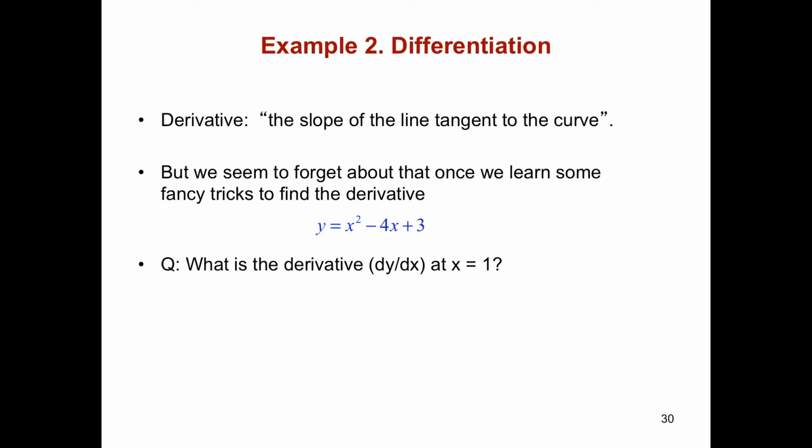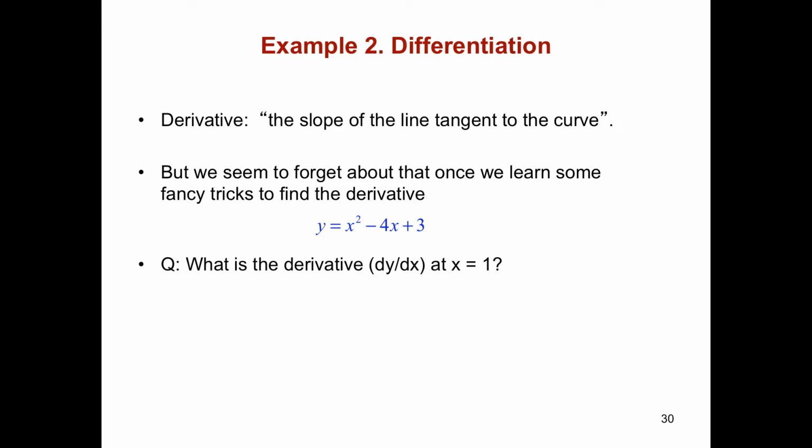Now let's give an example for differentiation. We all know that the derivative is the slope of the line, and that slope is tangent to whatever curve I have. You went through calculus, you got all kinds of rules for how to take the derivative of a function, and those are tabulated. You give a function, and you can find it. So how would I approach this if I wanted to find dy/dx at x equal to 1?